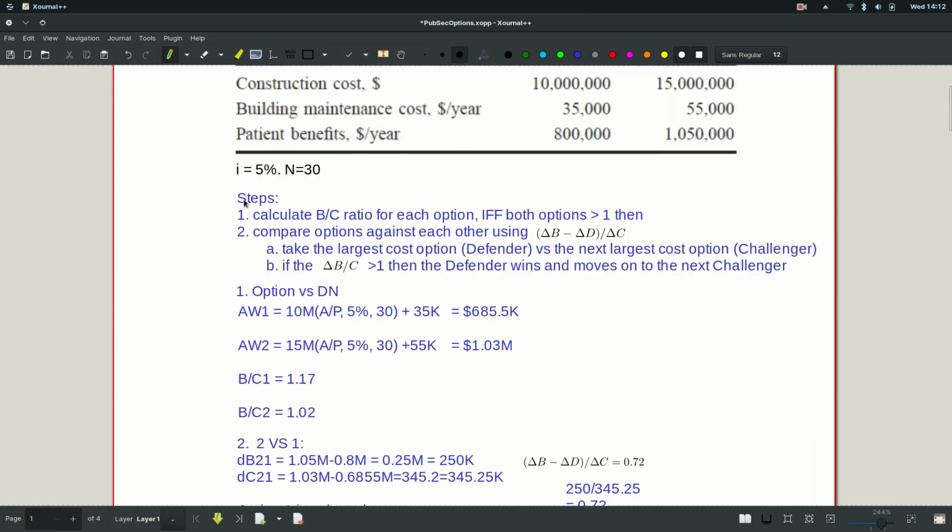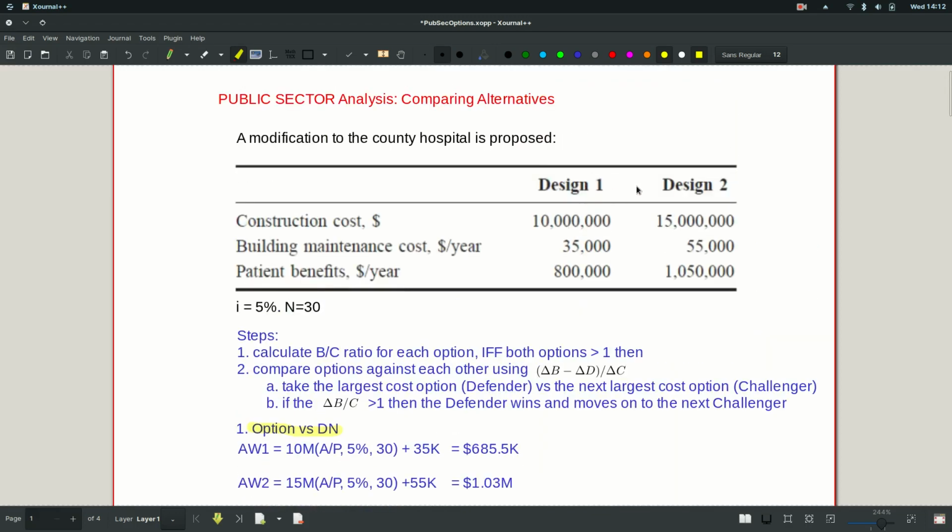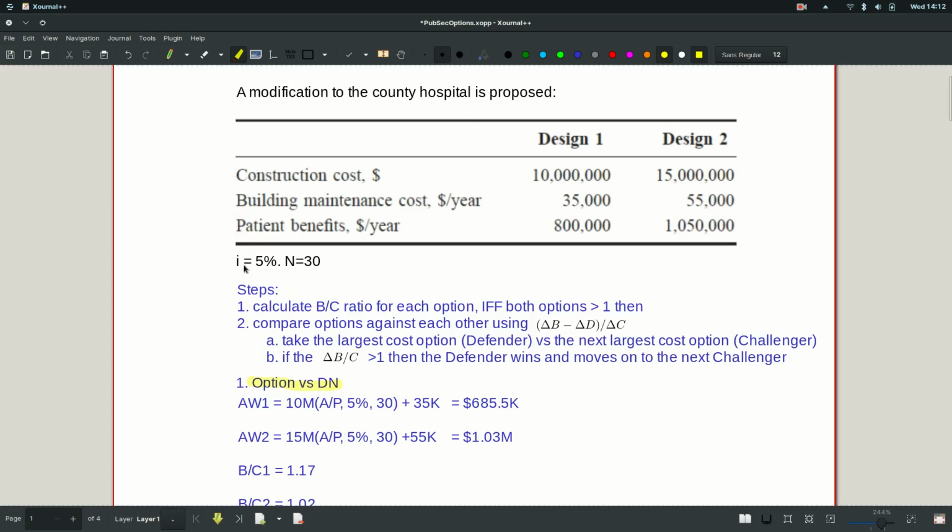But here I put down the steps so that you can see the steps that are necessary in order to solve the problem. First is you compare your option, like we're doing here, versus do nothing. And if each one of those proves to be a good option, then you go about comparing the options against each other. So in this case, you can see this table, we have design 1 and design 2 for modifications to a county hospital. So we're going to evaluate it at 5% for 30 years.